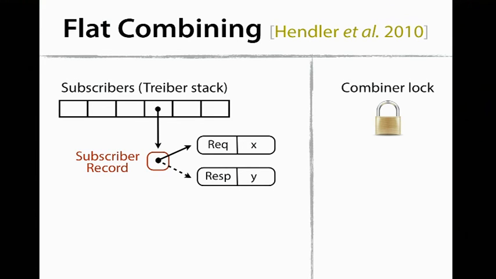And what we're going to try to do again is have one thread execute many operations on behalf of others with minimal synchronization. Now, one key thing is that this subscriber stack can change concurrently while the combiner is actually doing its work, right? So we're not using this lock to protect access to the stack. In fact, we're using a lock-free stack, right? So this is all changing underfoot. We're just using this lock to make sure only one thread is acting as the combiner at a time.